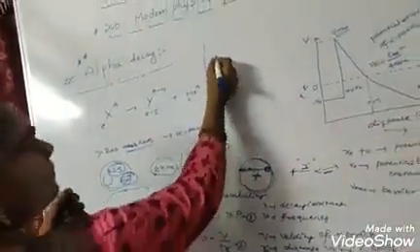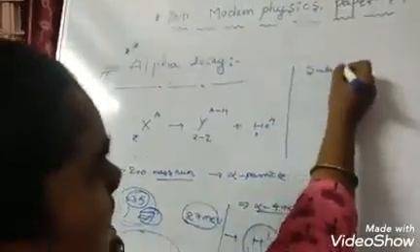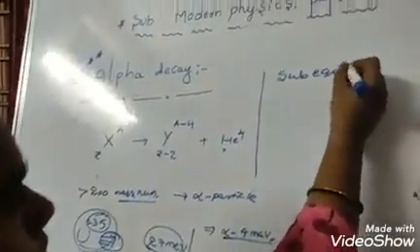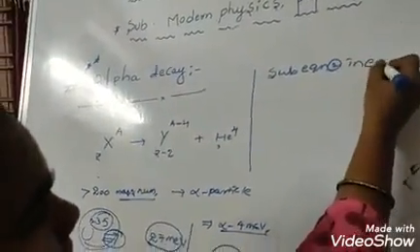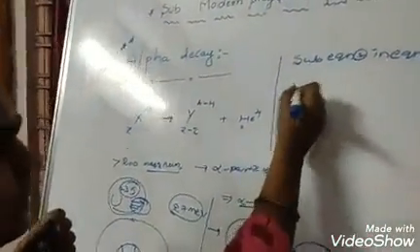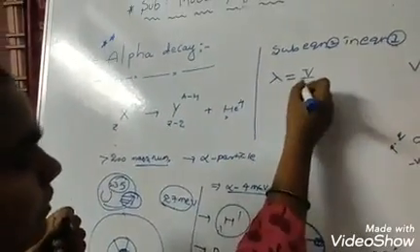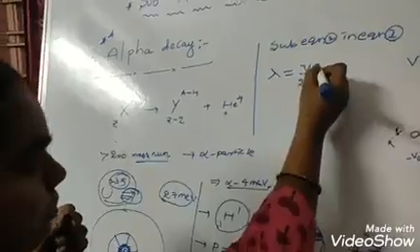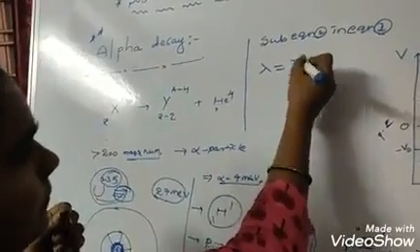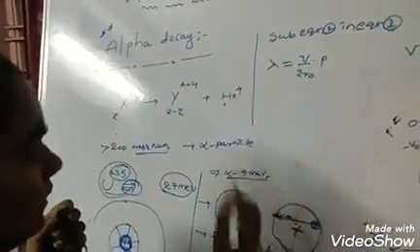Substitute equation 2 in equation 1. Then we get the decay constant. So this is V by 2 r naught into P. This is the decay constant.